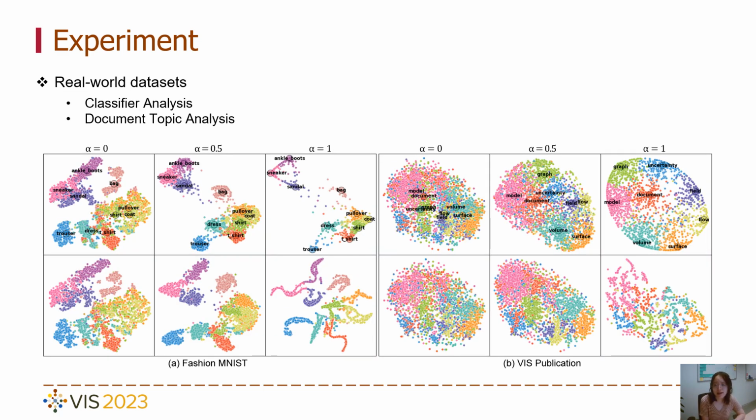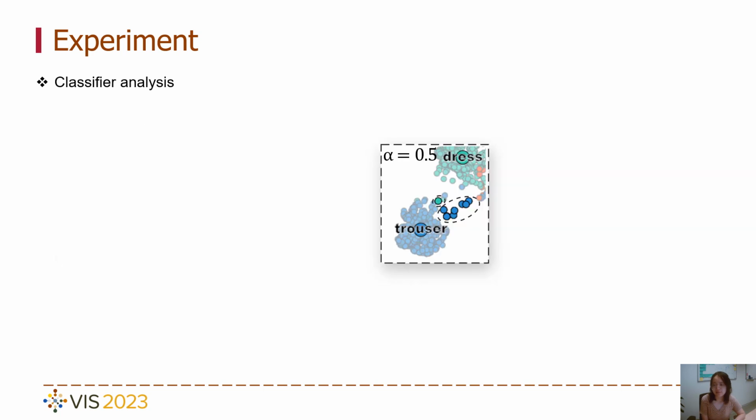We also apply our method to 2 real-world datasets. One is the Fashion MNIST dataset, the other is the VIS publication dataset, which shows its functionality for classifier analysis and document topic analysis. Let's consider a simple example to see how our projection results aid in classifier analysis.